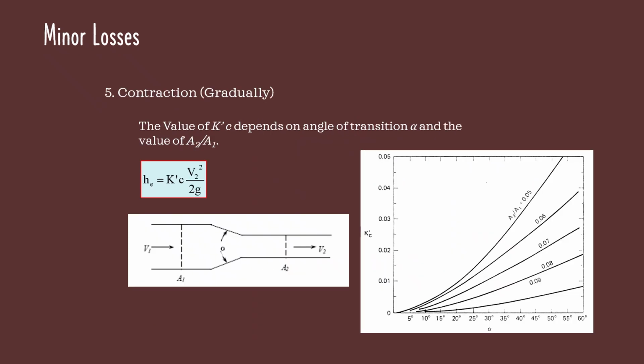Okay, the next is contraction. It is gradual contraction. It is because the pipe has an angle in the change of the diameter from the bigger area to a smaller area of pipe. So it will depend on K' and also the alpha.